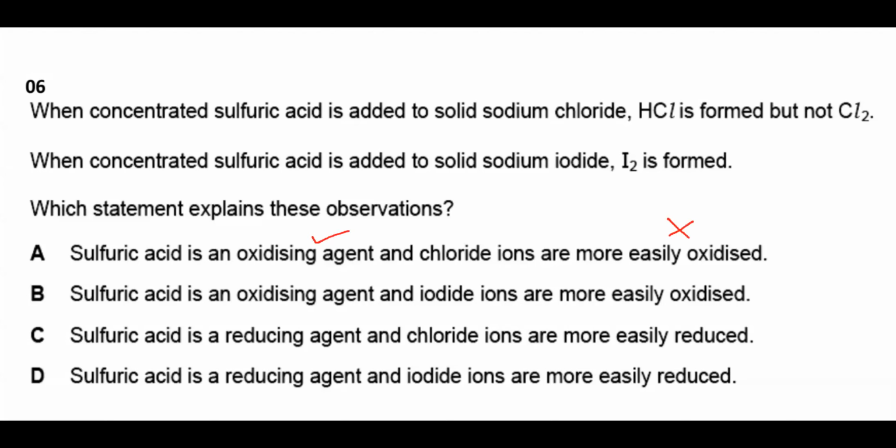B. Sulfuric acid is an oxidizing agent and iodide ions are more easily oxidized. Yes, this is correct. Iodide ions easily oxidized होता है because iodide to iodine conversion जो है वो आसान है. Iodide is a stronger reducing agent. तो वो खुद जो iodide है वो oxidize होंगे आराम से. C. Sulfuric acid is a reducing agent. यही गलत हो गया. D. Sulfuric acid is a reducing agent. गलत हो गया. So the correct option for this question is option B.